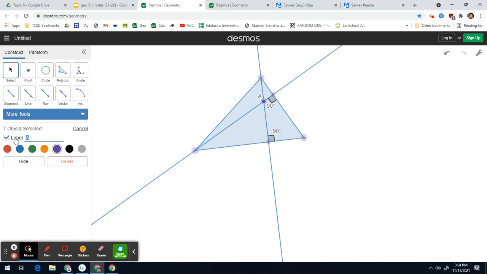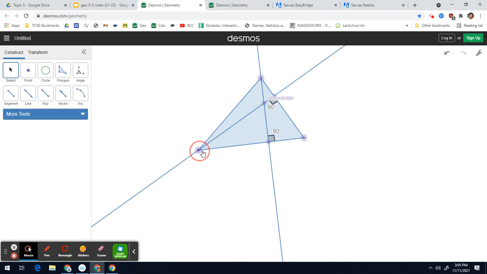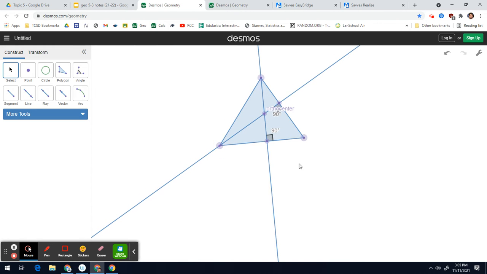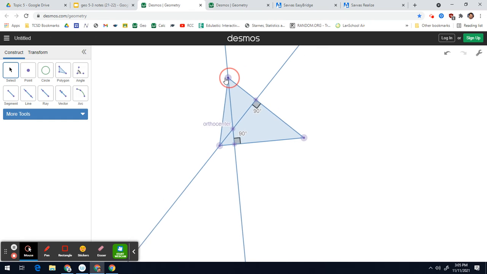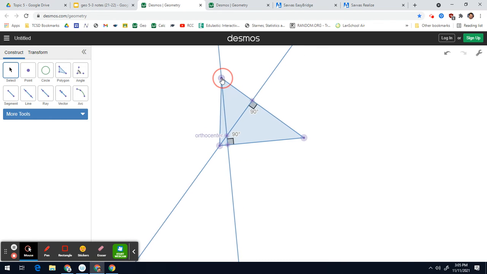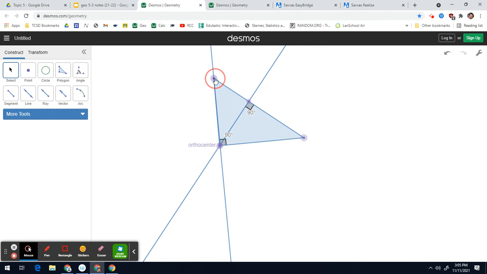Again, remember, you only have to do two of the three segments. So we only did two altitudes. If I did the third altitude, it would also go through there. So you can notice here that when you make this triangle acute, the orthocenter is on the inside. Now, what happens if I make this angle a right angle? So let's see what happens. Notice, look what's happening. As I get closer to the right angle, boom, the orthocenter goes at the right angle.